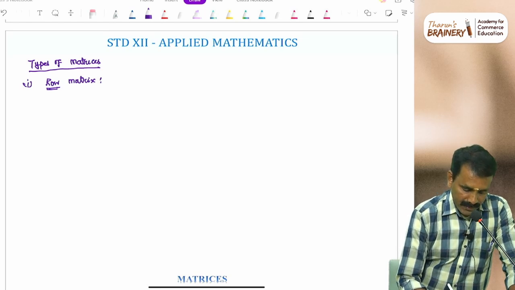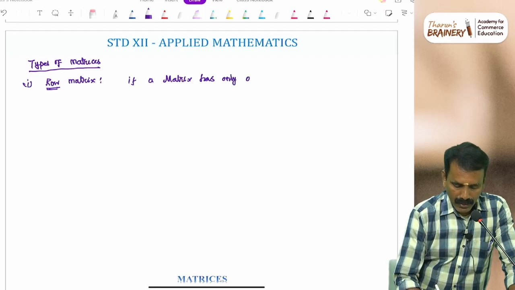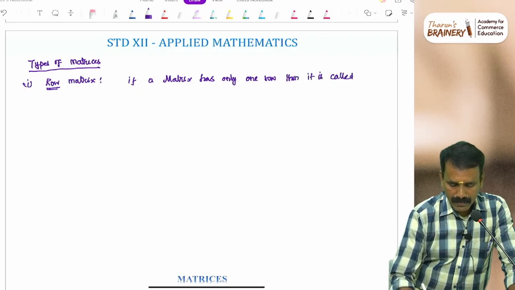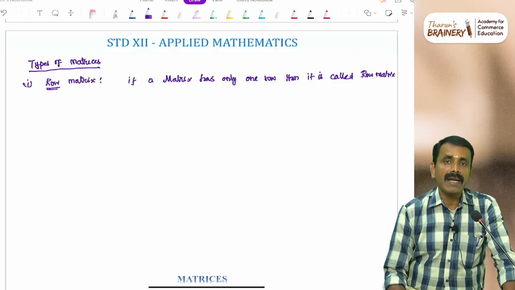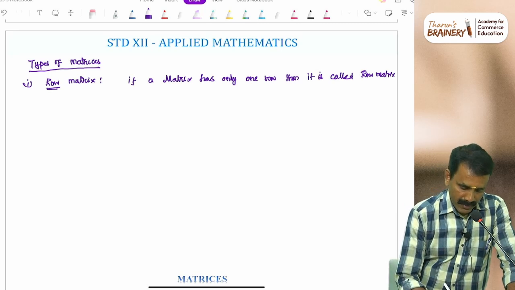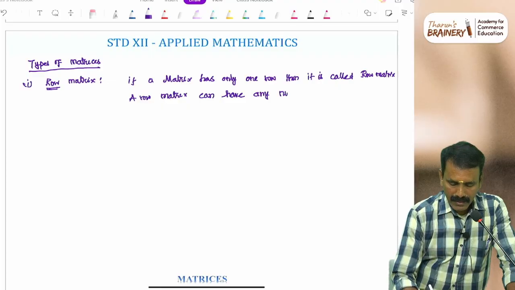If a matrix has only one row, then it is called a row matrix. And how many columns can it have? It can have any number of columns. A row matrix can have any number of columns.